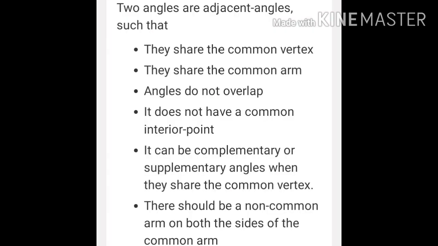Now let's see, two angles are adjacent when they share a common vertex and a common arm. The angles do not overlap. They do not have a common interior point. They can be complementary or supplementary angles when they share the common vertex. There should be a non-common arm on both sides of the common arm. Then only will those angles be adjacent angles.